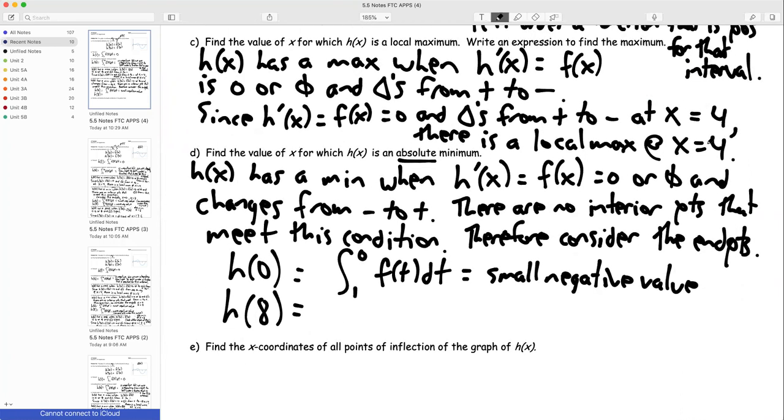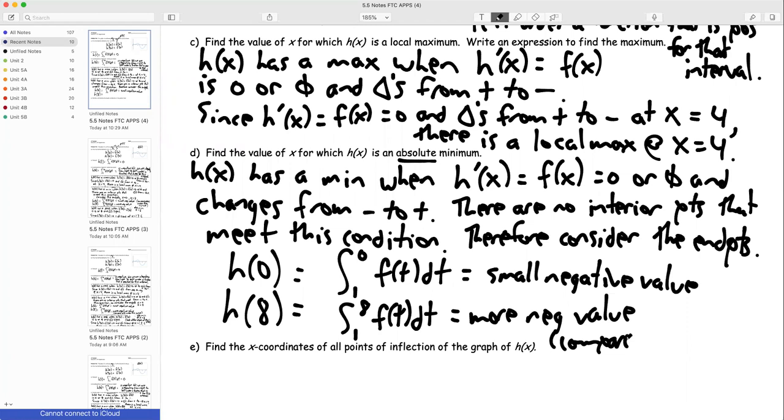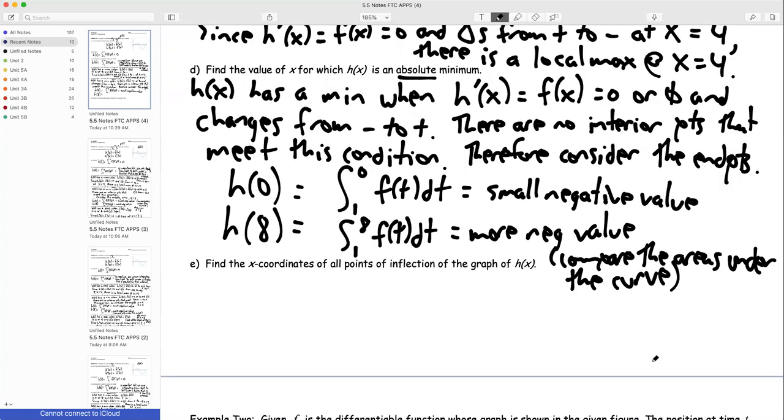Okay, so this is going to be the integral from 1 to 8 of f of t dt. And there is more negative value. You compare the areas under the curve. Therefore, we have an absolute minimum at x is equal to 8.